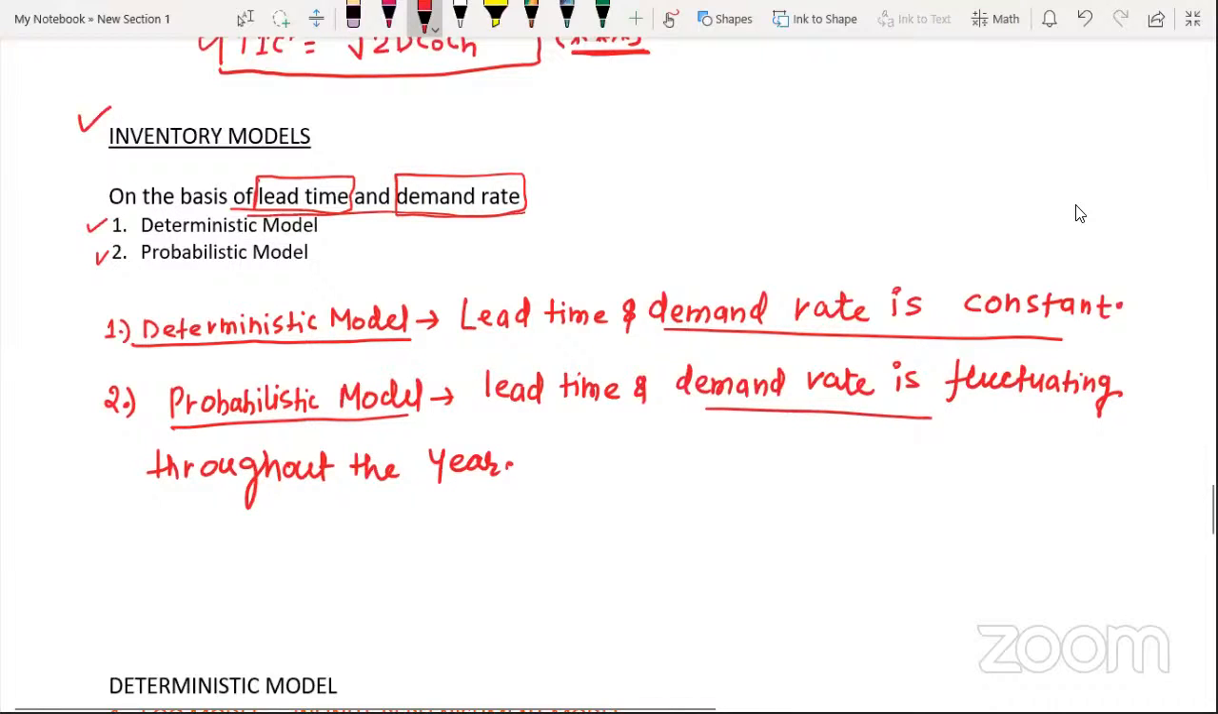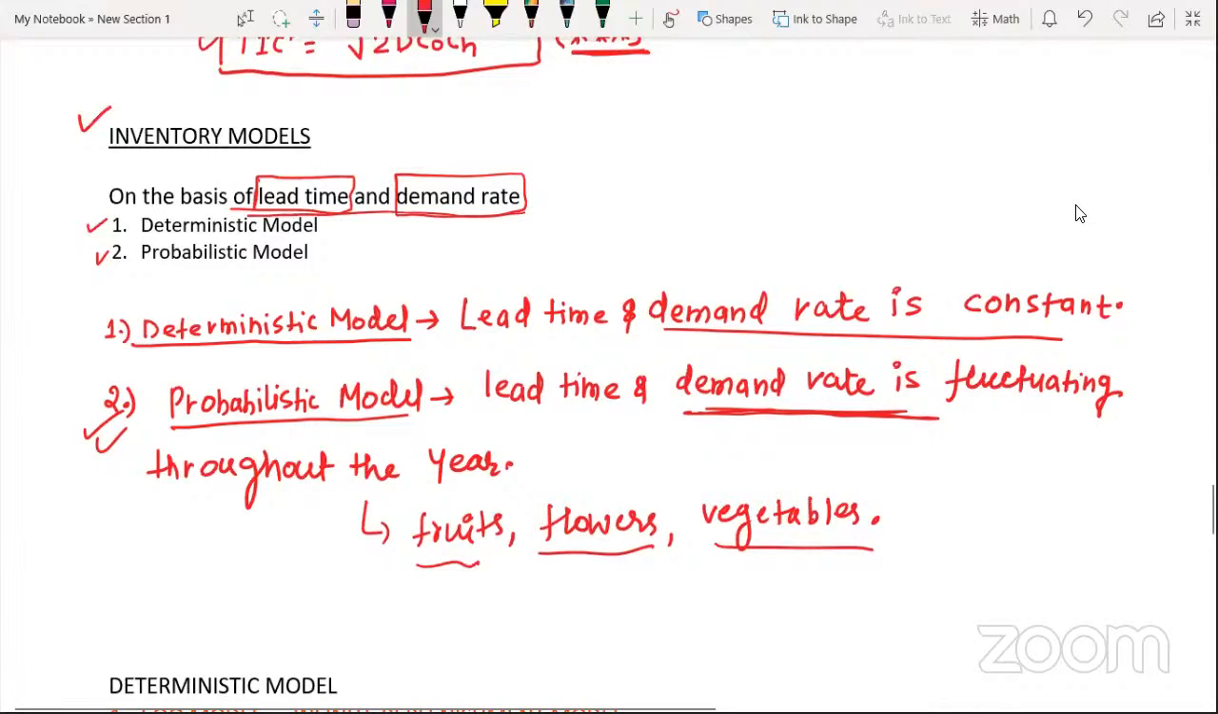Basically the probabilistic model relates to practical conditions. In the practical world, obviously the demand rate does not remain constant. So here the demand rate fluctuates. Basically these are used for items like fruits, flowers, vegetables. For each of these items, the demand rate fluctuates. It is not going to remain constant. So we have to study both models: the first one is deterministic and the second one is probabilistic.